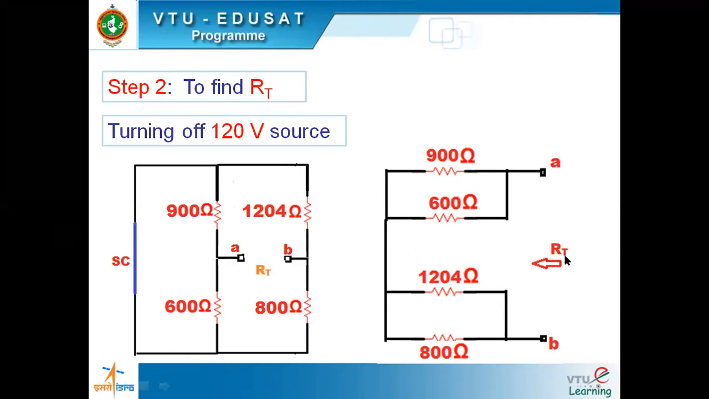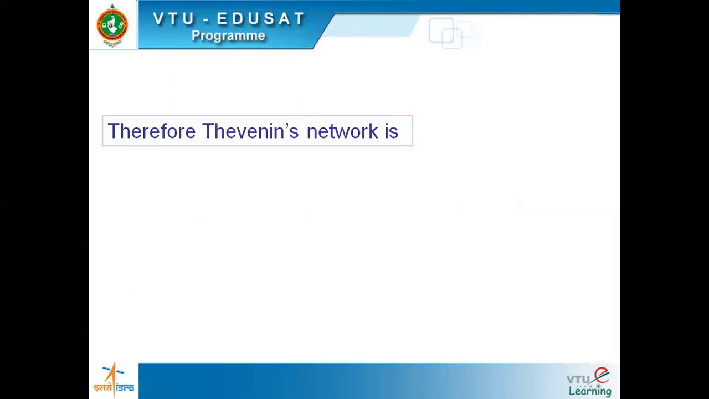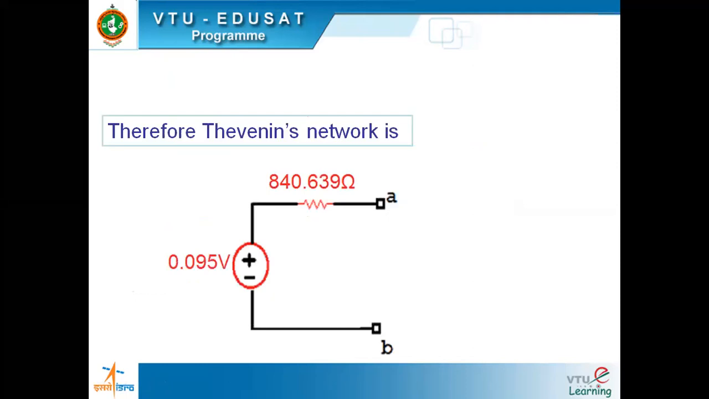What is RT? RT is this and this in parallel, and that in series with this parallel combination. See here. So that is 840.638. Everybody understand that? Now, therefore, what have we found out? One parallel combination in series with another parallel combination. So what we have found out is the Thevenin's equivalent network, which is this. Is that understood, everybody? Okay.